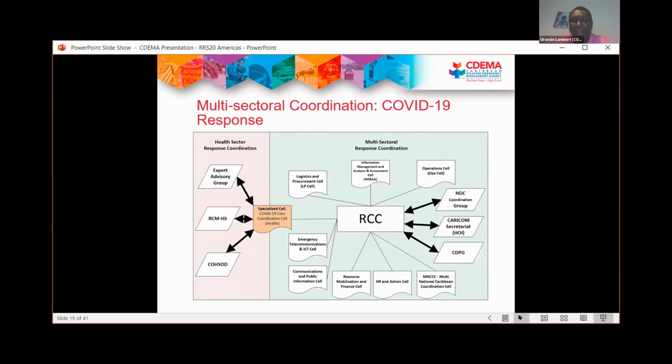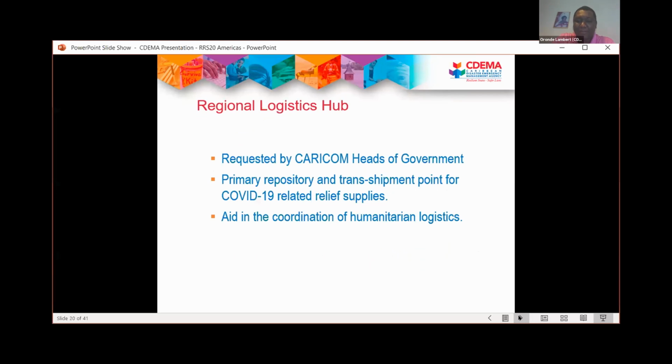So our Regional Coordination Center, referred to there as the RCC, is liaising with our many partners to ensure that the COVID response in the region is moving smoothly and properly. One of the main takeaways coming out of this COVID response is an operation called the Regional Logistics Hub. Now, this hub, we were mandated by the CARICOM Heads of Government to form.